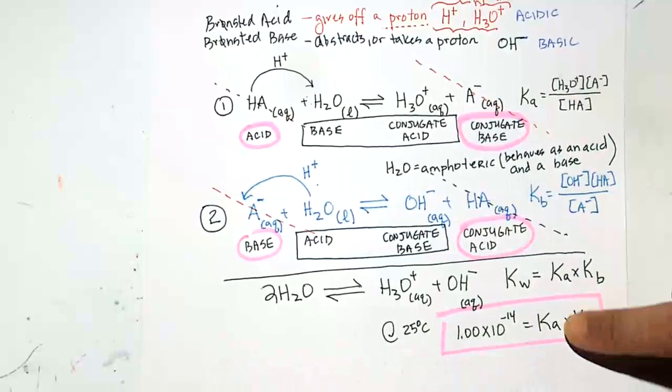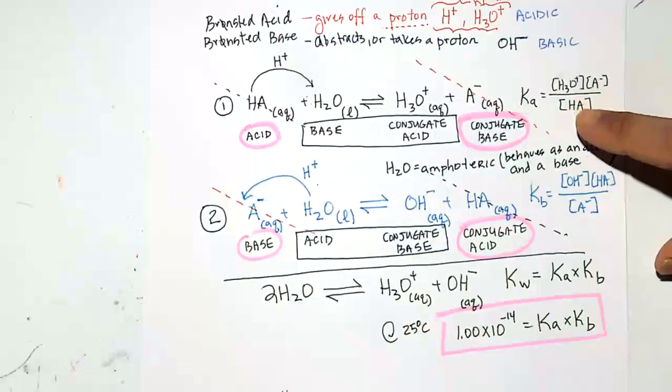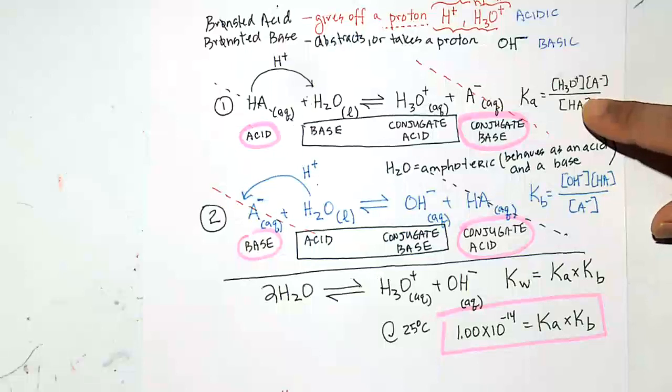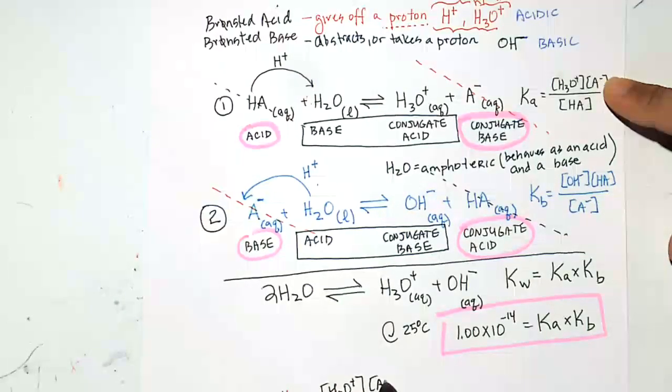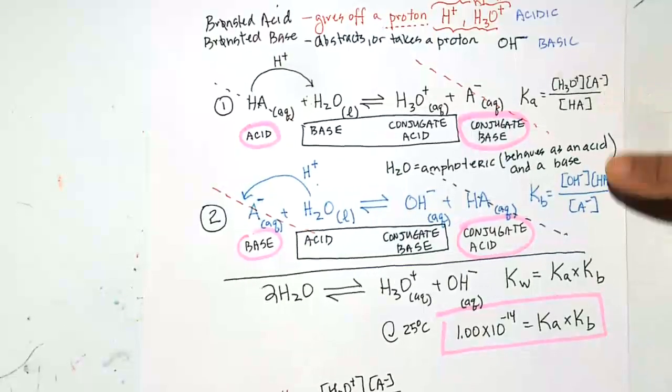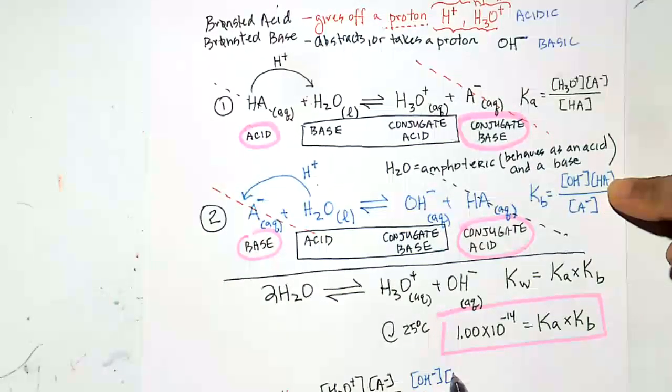All right, so we have here 1.00 times 10 to the minus 14, which is Kw, which is equal to Ka times Kb. Ka, let's substitute this value in: H3O plus times A minus divided by HA. Kb, let's put in this expression: OH minus times HA divided by A minus.